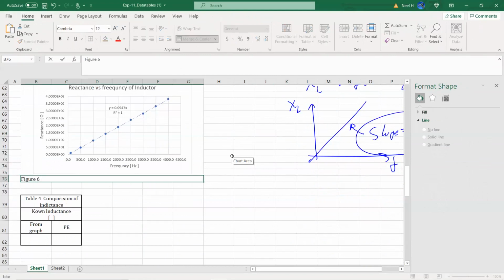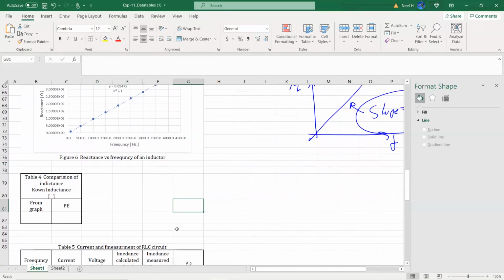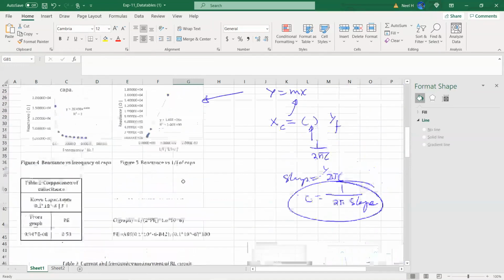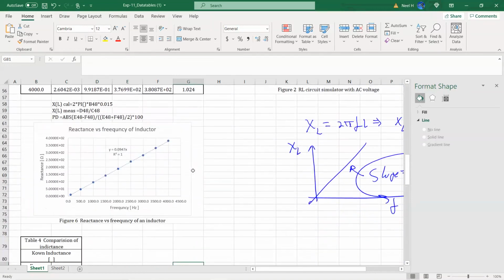Figure 6, we can say reactance versus frequency of an inductor. Okay, then we'll take a look. I think all the numbers look fine. I can read all the x values, y values, and so on. Those are the ones we had to readjust a little bit on the earlier two graphs because the graphs are smaller in size. X values go on top of each other, so you always have to recheck after you readjust the size of the graph.